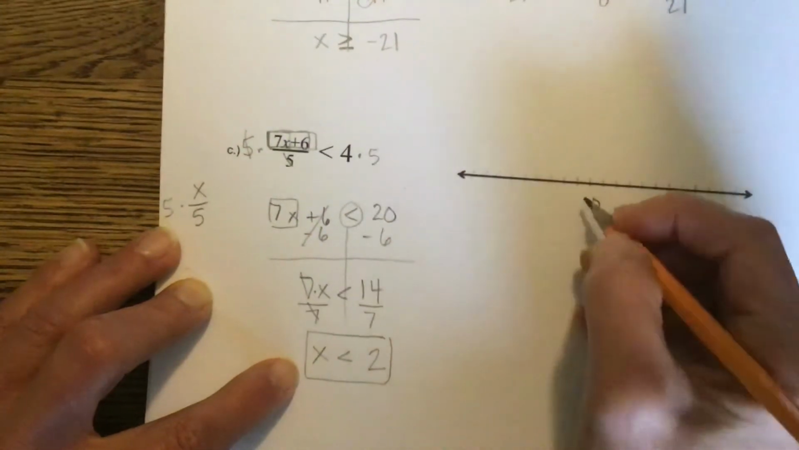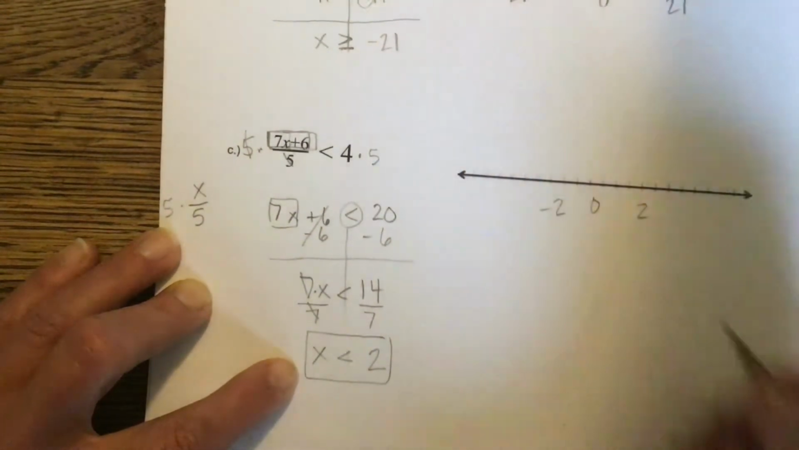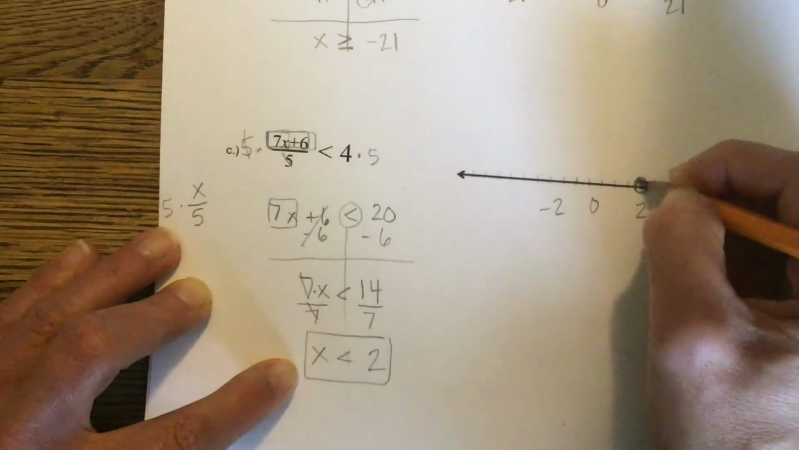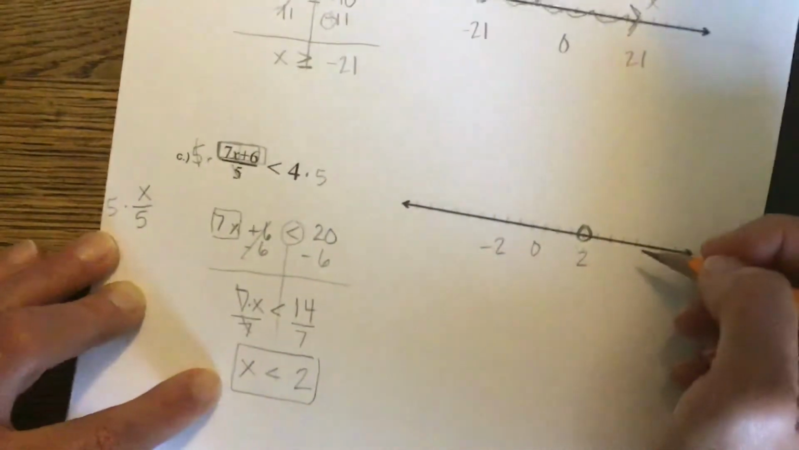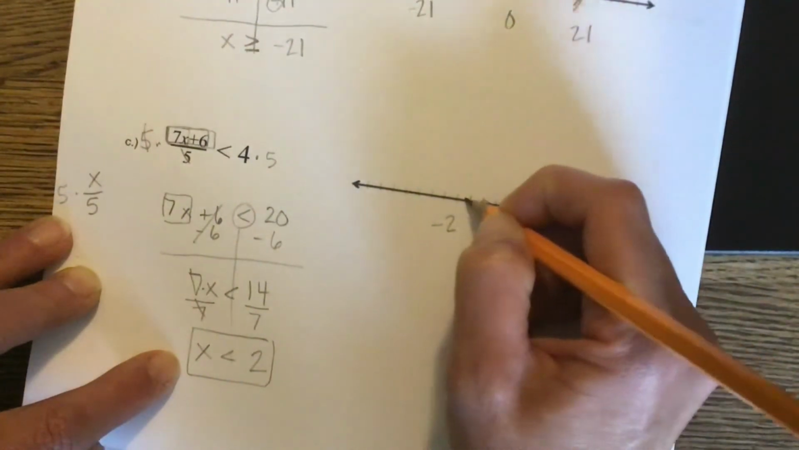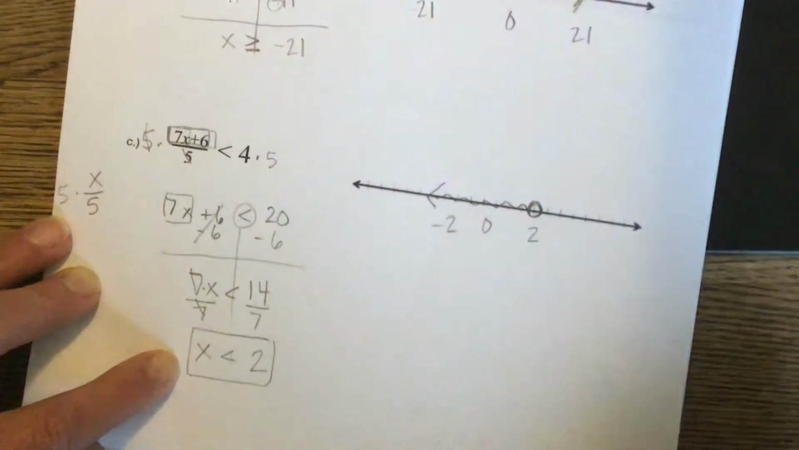And I'm going to go 0, 2, and let's go with negative 2. X is less than 2. We are not including 2 here, so that's open. Okay, and X is less than 2, so less than is this direction. 0 is less than 2, negative 2 is less than 2.